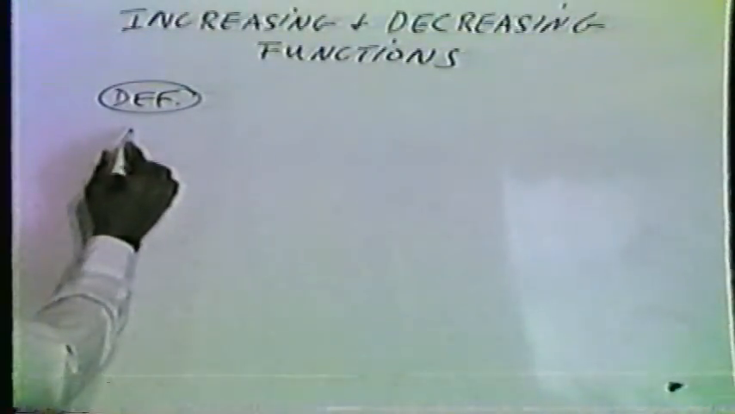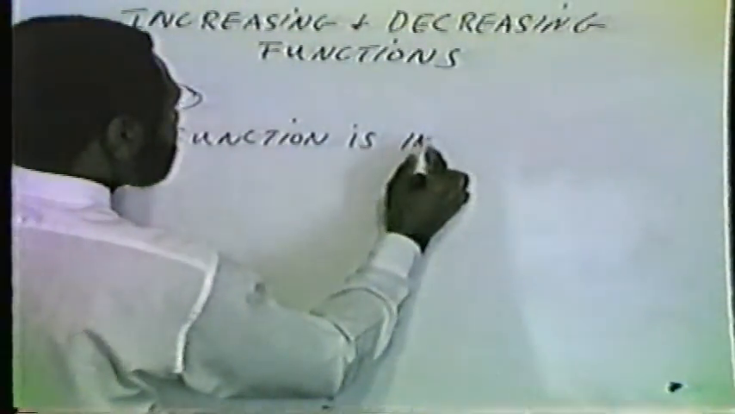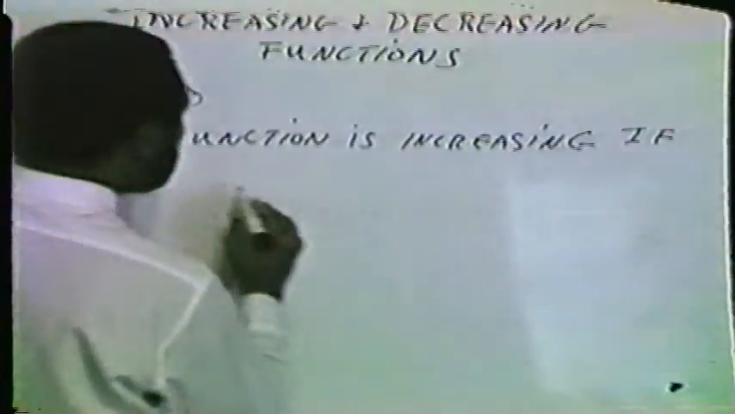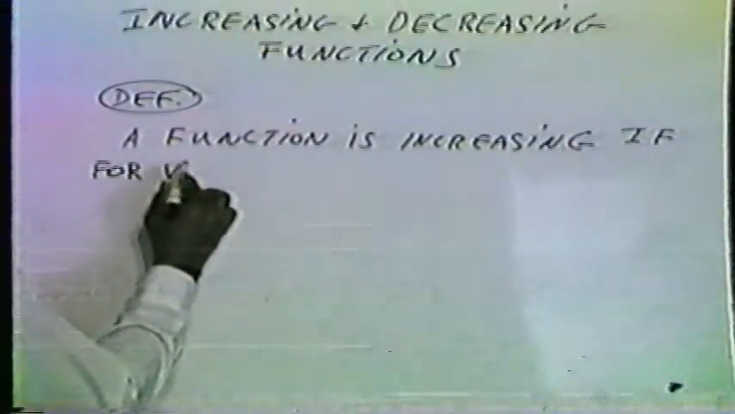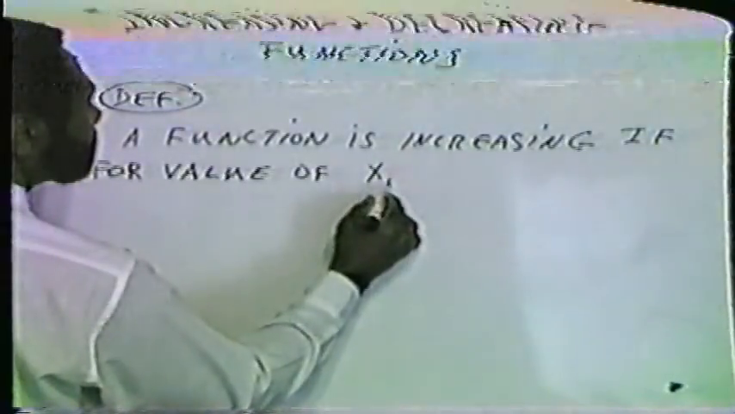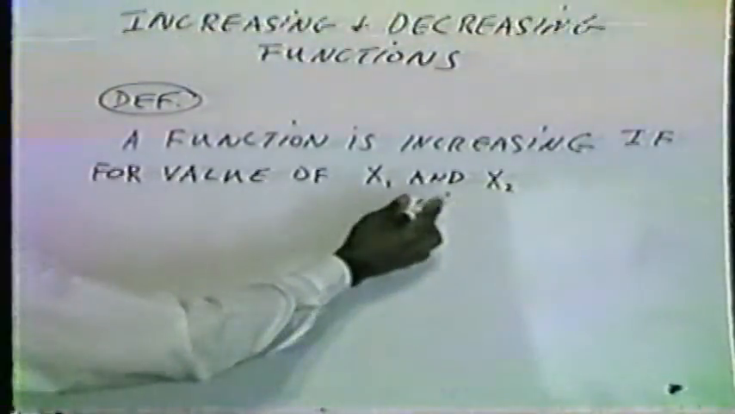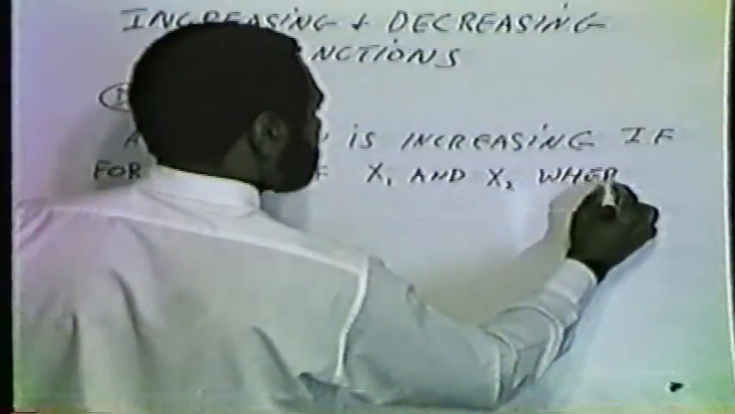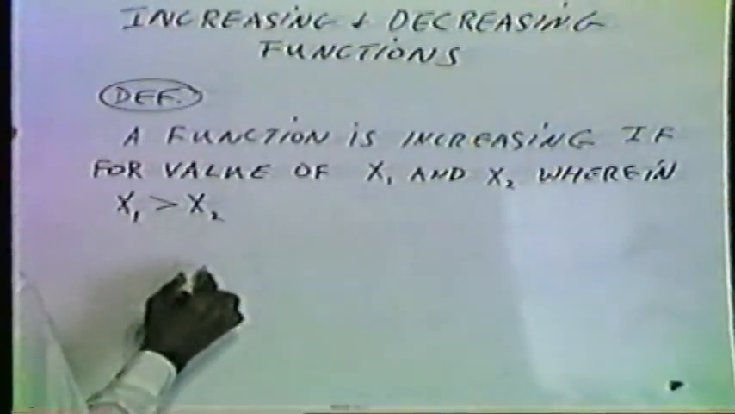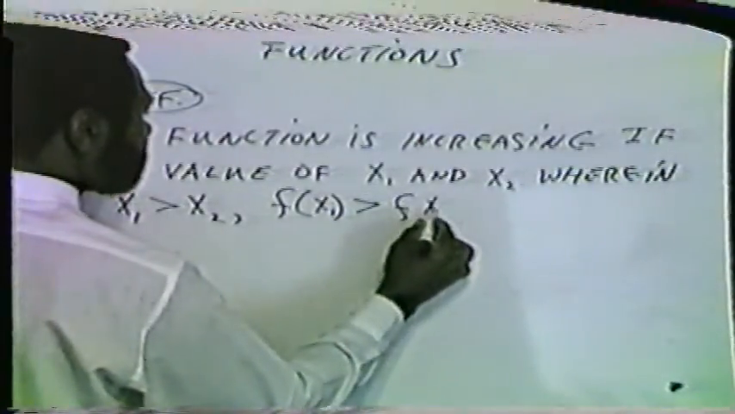First definition: a function is increasing if for every value of x sub 1 and x sub 2, wherein x sub 1 is greater than x sub 2, f of x sub 1 is greater than f of x sub 2.